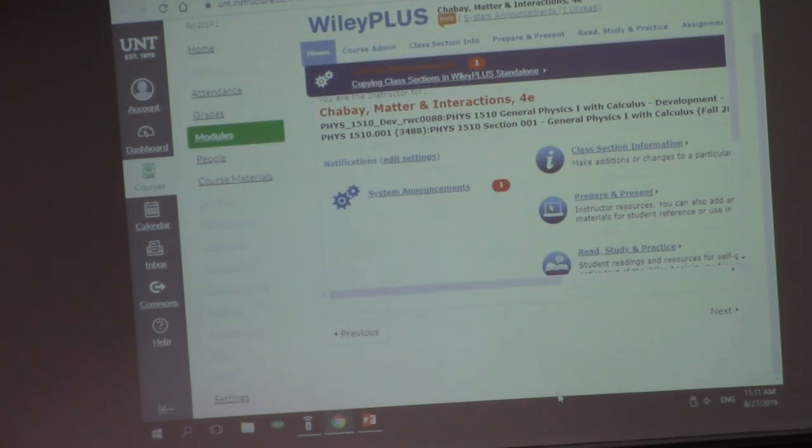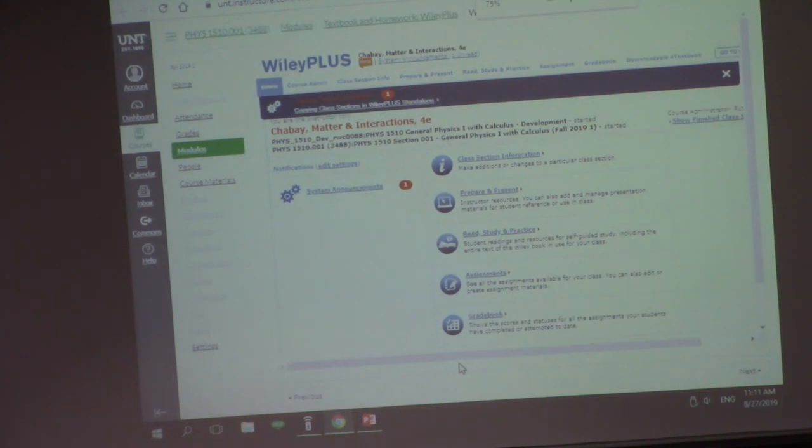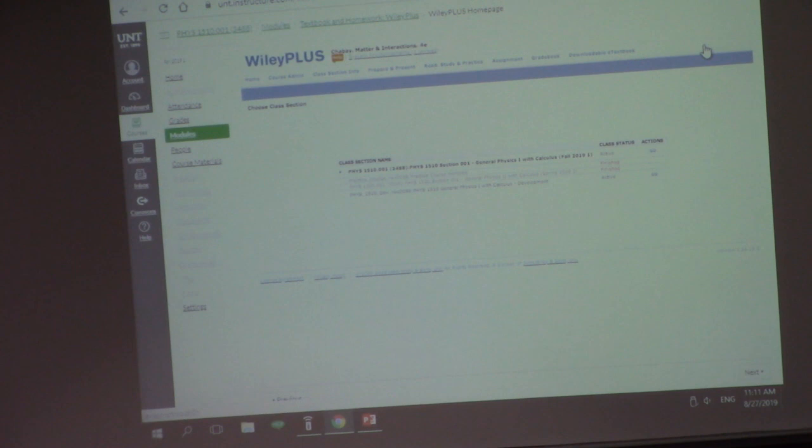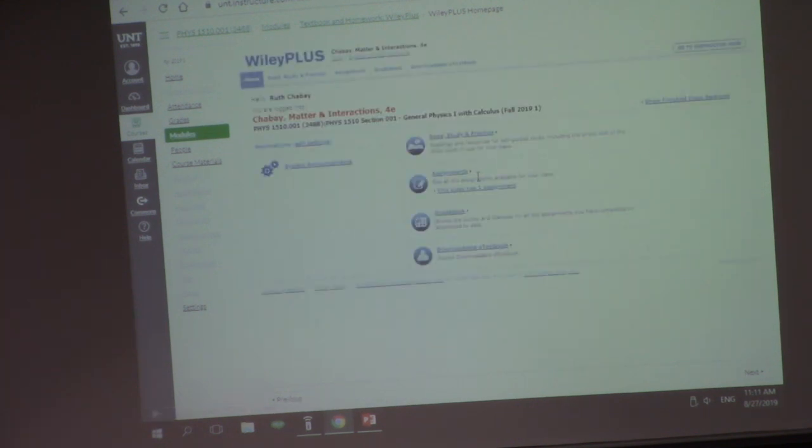I'm going to go to student view here. You'll see your course. It's active. If you click on it, you'll get to your course materials. So here are your assignments. You've already got one. You have 2 assignments. This is a Wiley Plus assignment. It's going to be on what we do today and Thursday on vectors and using vectors to represent the world.